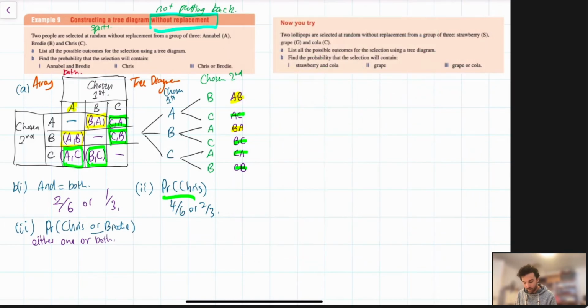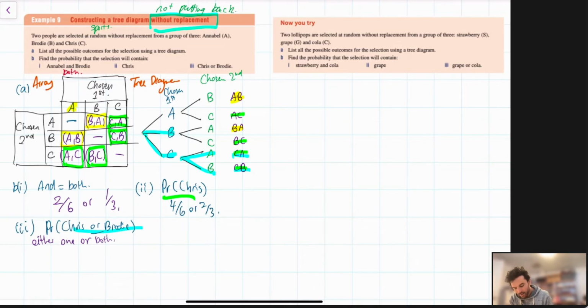Blue. Let's just go blue. Okay, so here we go. Let's have a look at the situations. Chris or Brody? Well, this one has Chris in it, and so does this one. So we're going to select those two. They all have Chris in the team.